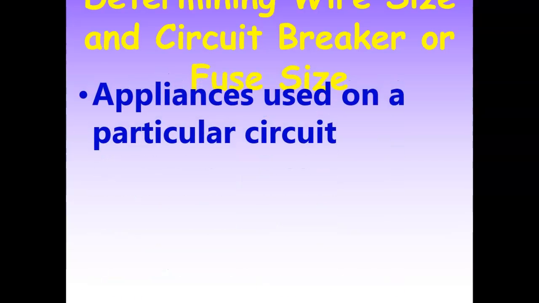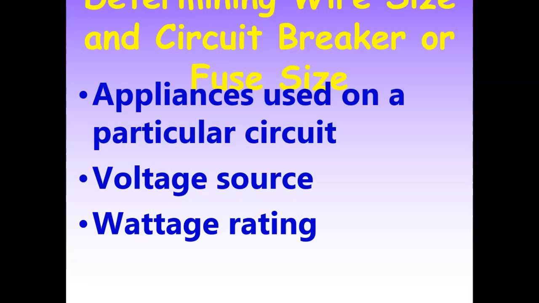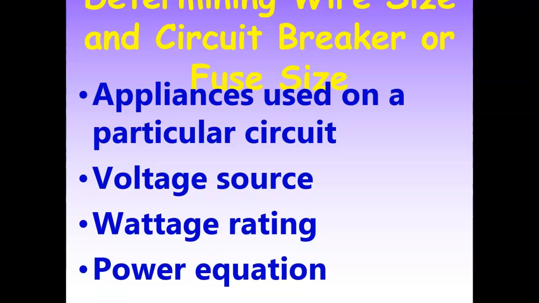Okay, just talking real briefly, determining wire size and circuit breaker or fuse size. This is important because you want to figure out the appliances that you can use in a certain circuit. If you've ever had multiple crock pots or roasters plugged in and it flips a circuit or a breaker, it's probably because there's too much wattage going on. So it's also important because of the voltage source and then the wattage rating for certain things. And so the power equation is really helpful in determining all of that.